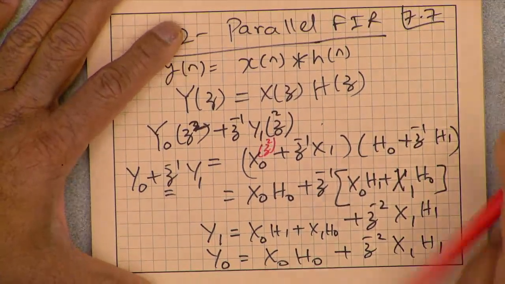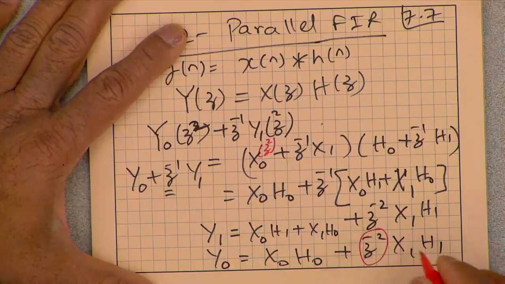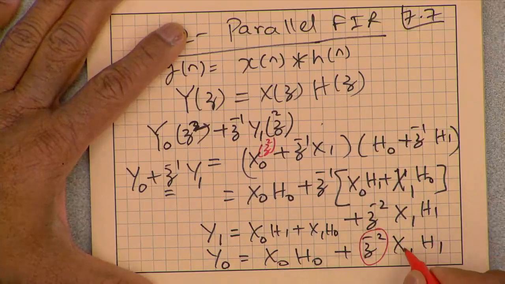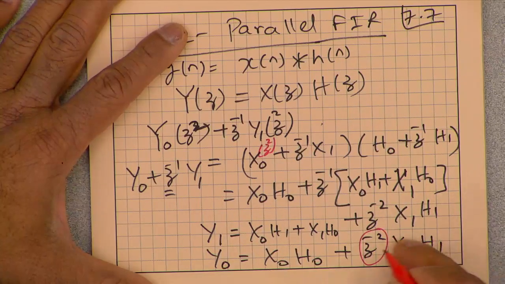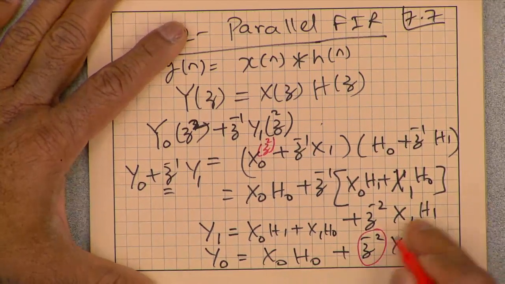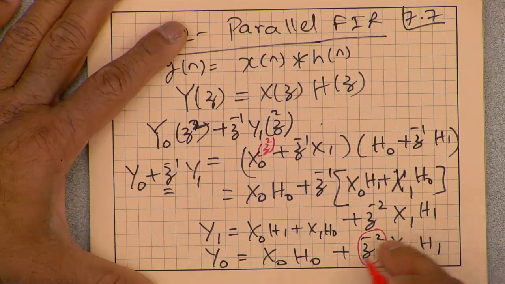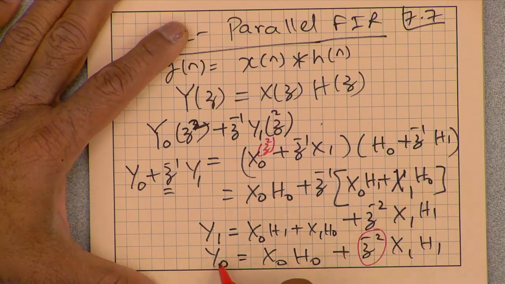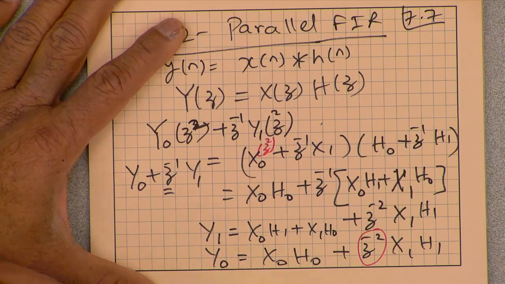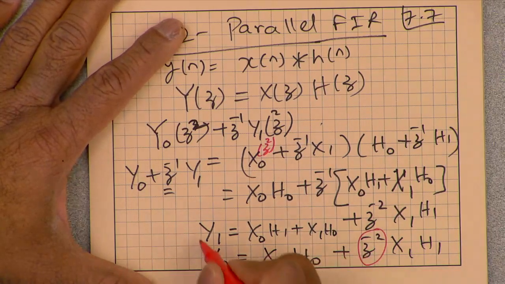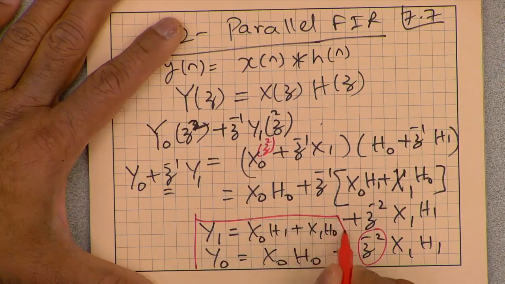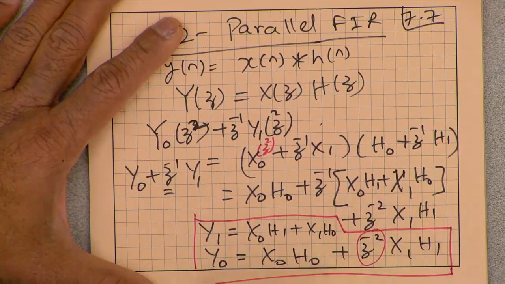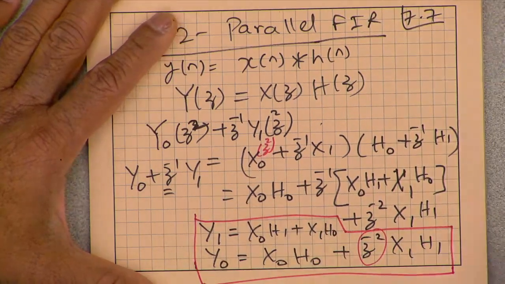Okay, this may not be obvious to you, because if I multiply x1 and h1, these are even powers of z, and the product is going to be a polynomial in even powers of z, and that's why this is going to be even power of z. Okay, so these are the two equations.